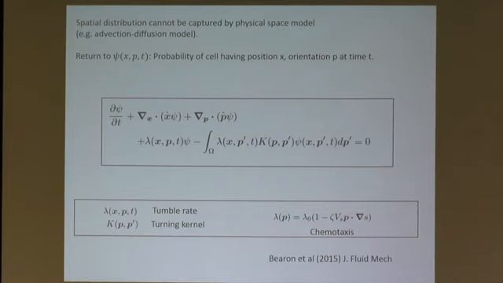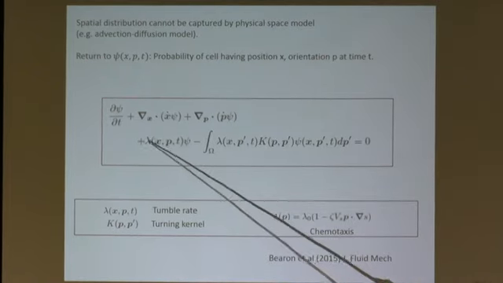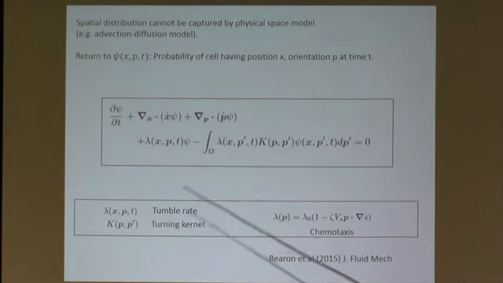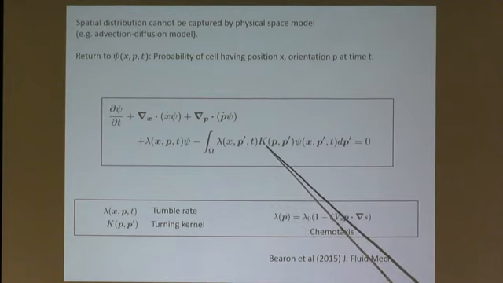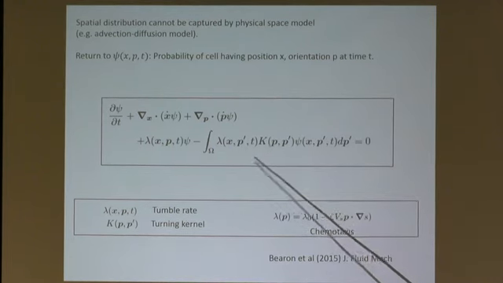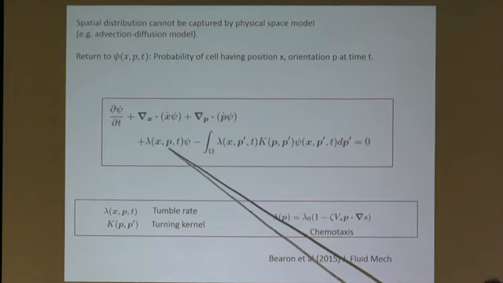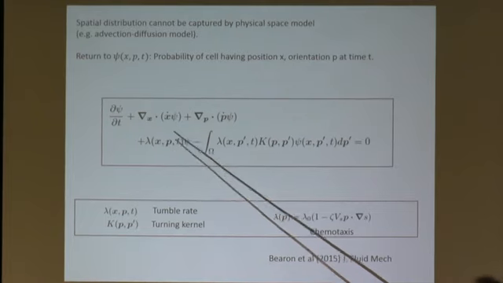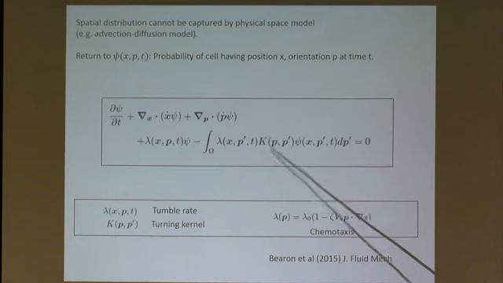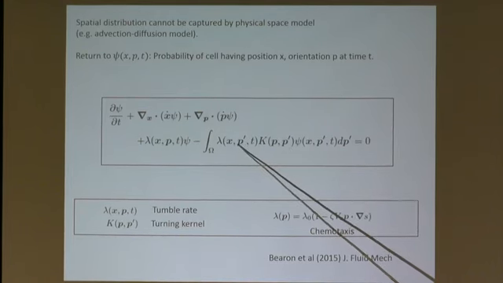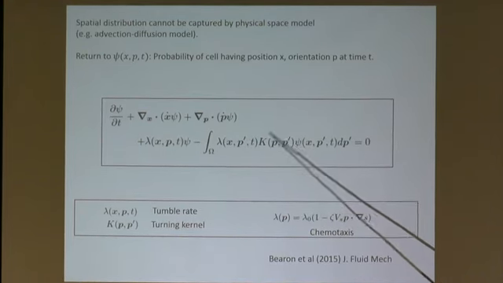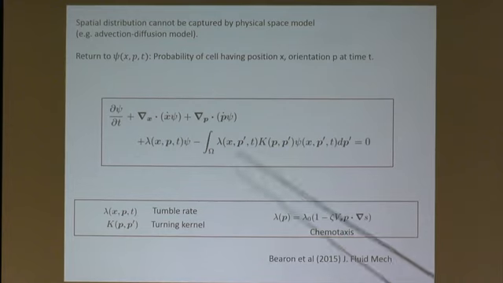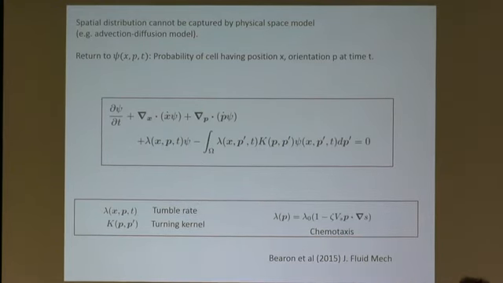So lambda is the probability of tumbling, of changing direction, and k is the turning kernel. This represents cells which were swimming in direction p and tumble to some new direction. This represents cells which were swimming in some other direction p prime and, with some probability, go from p prime to p, and then contribute to psi.